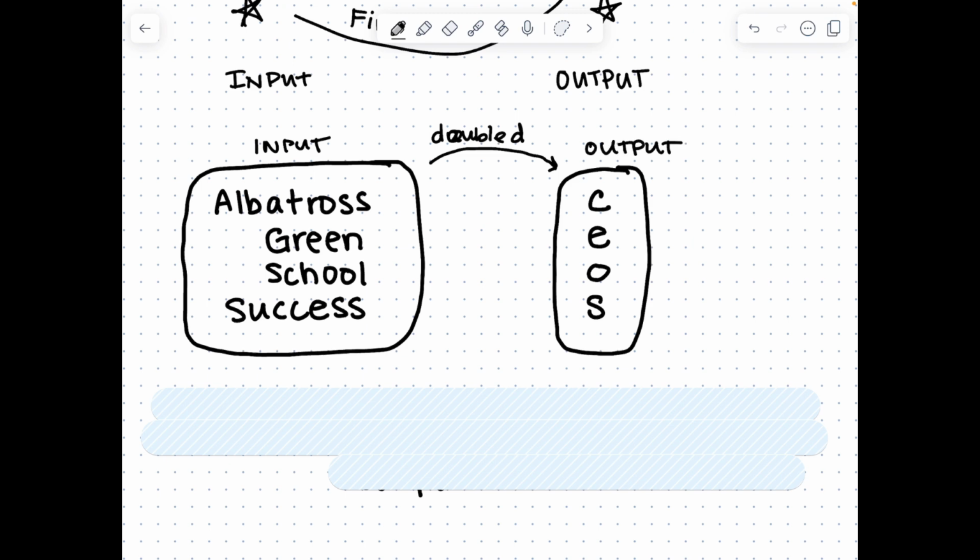So albatross has a double S, so albatross maps to S in this relation. Green has a double E, so green maps to E. School has a double O, so it maps to O. Success, though, has double C's, so it maps to C. But it also maps to S because there's the double S at the end. So this is another mapping diagram of a relation. We have an input set, and we have our relation rule that takes us to our output set.